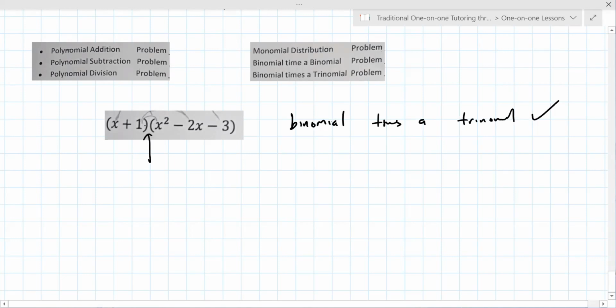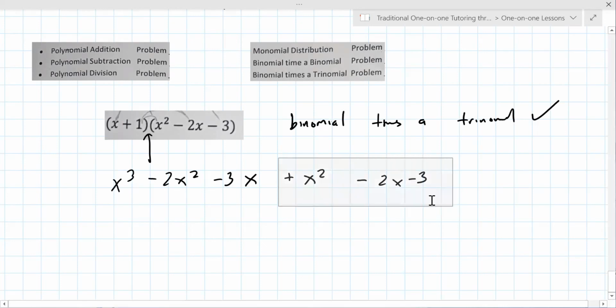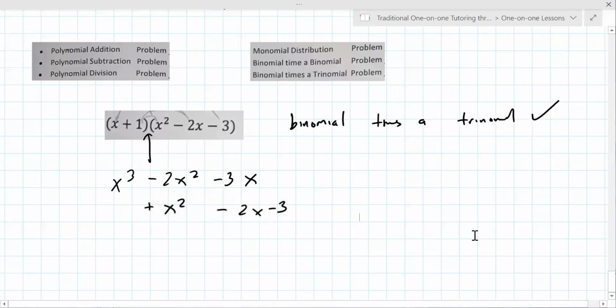So it would become x to the third power minus 2x squared minus 3x, and then plus x squared minus 2x minus 3. My preference is to put these here so that they line up, and then you can do it more easily. It does take a while to get used to that. You might catch yourself doing it like this and then saying, oh, I should have lined them up.